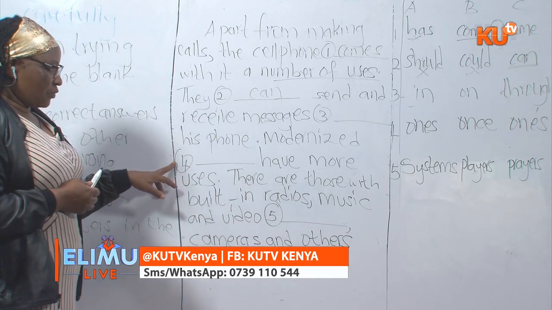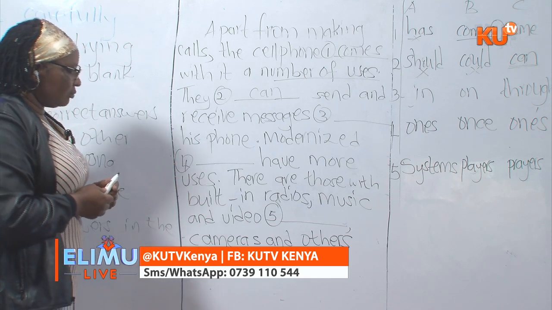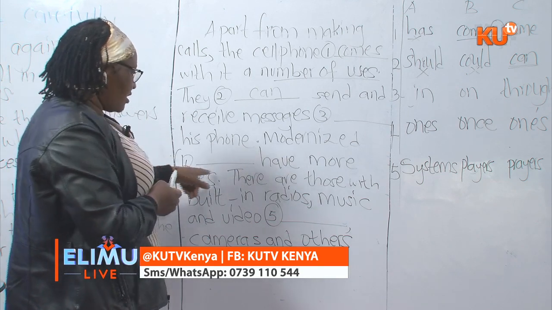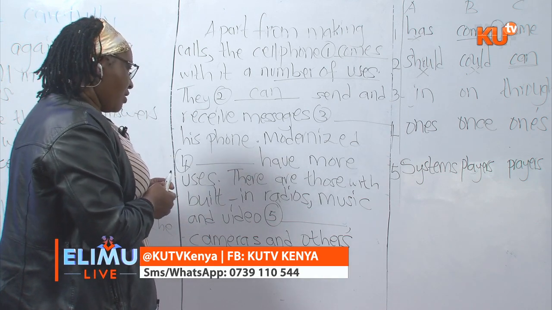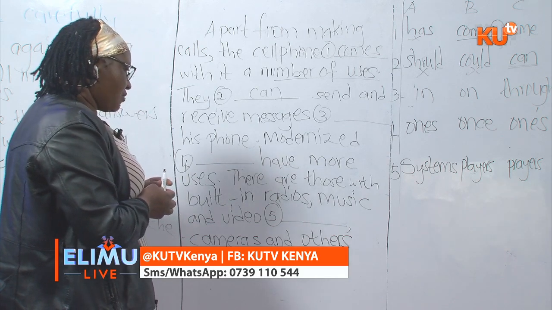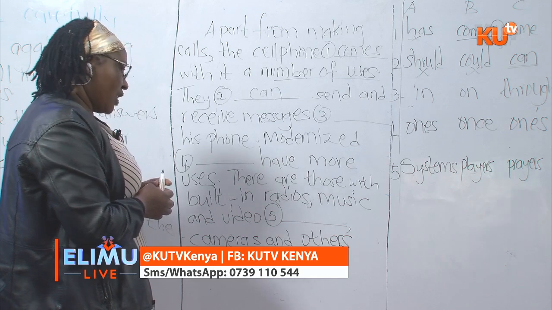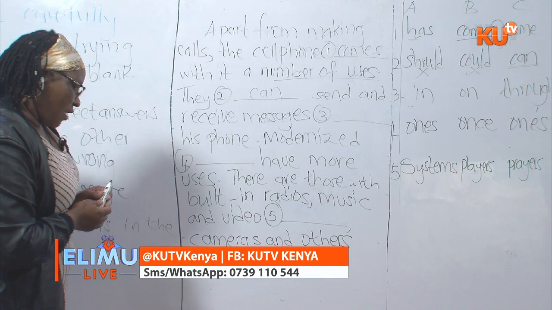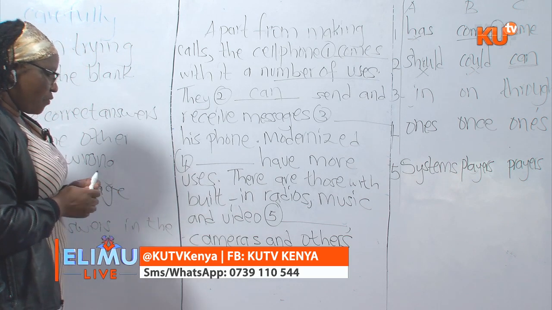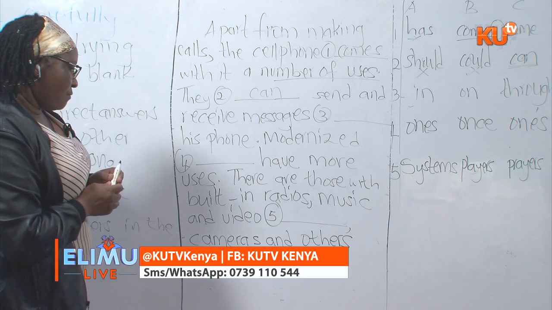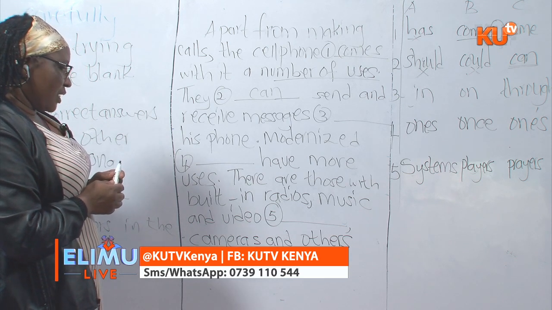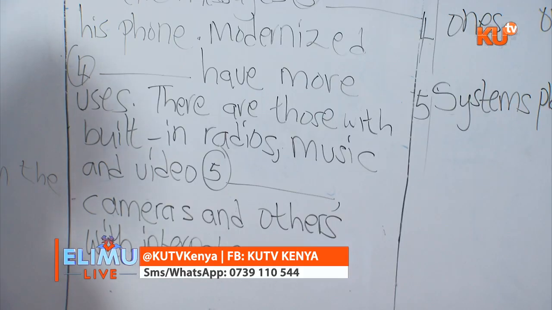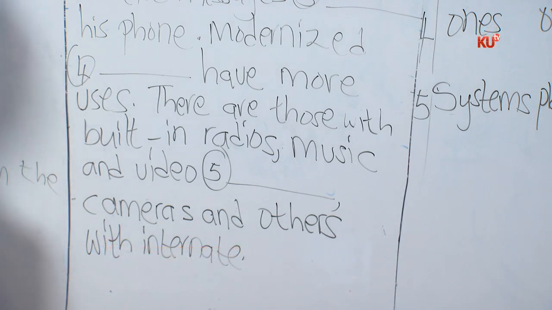Now, we move on to number 4. So number 4, we have to start from where we stopped. So I read it. Modernized dash have more uses. There are those with built-in radio, music, and video dash. We have to reach where we have maybe number 5 or a full stop. So we move on. Dash have more uses. There are those with built-in radios, music, and video dash, cameras, and others with internet.